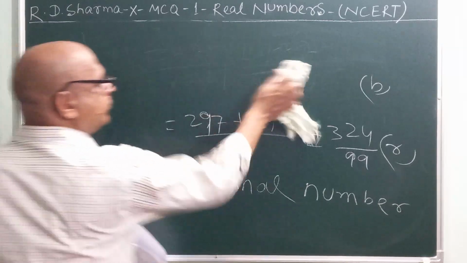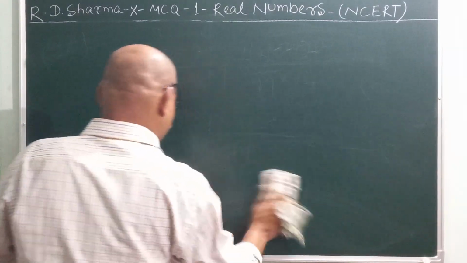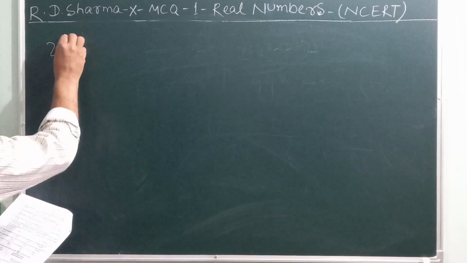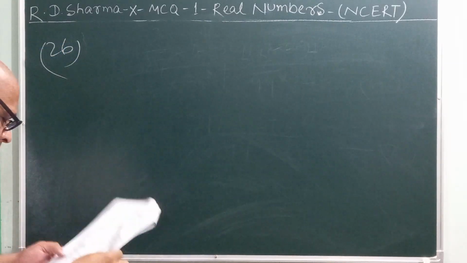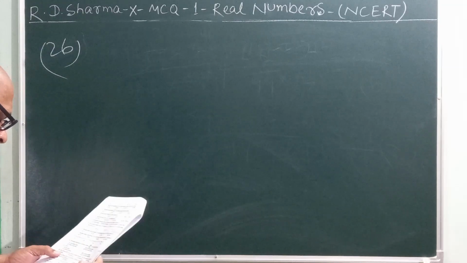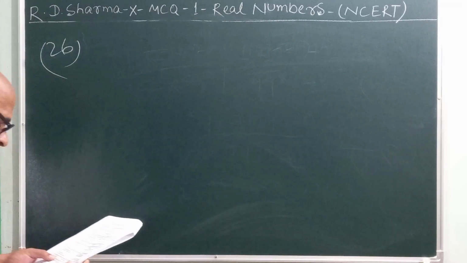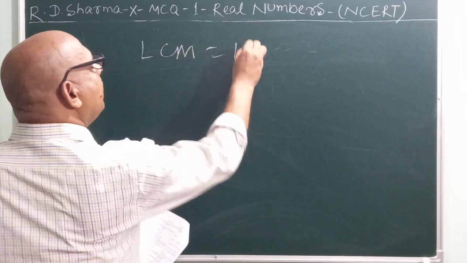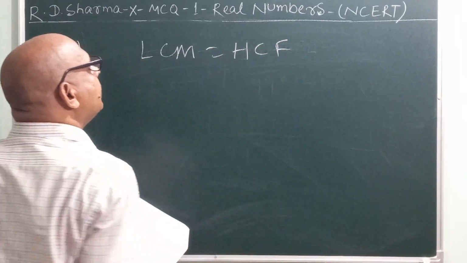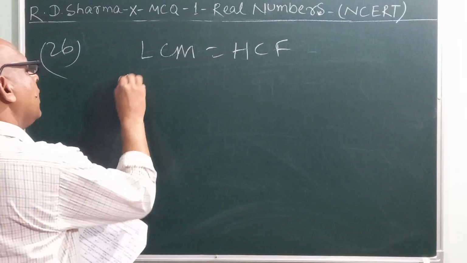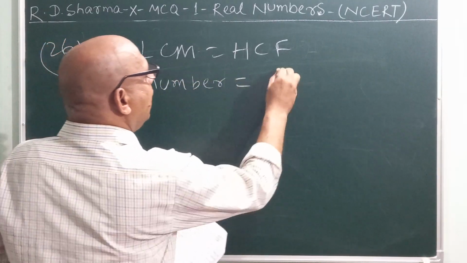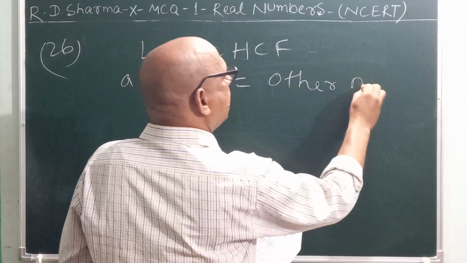Next, 26. The LCM and HCF of two rational numbers are equal. The number must be dash. LCM equals HCF. One number equals the other number.